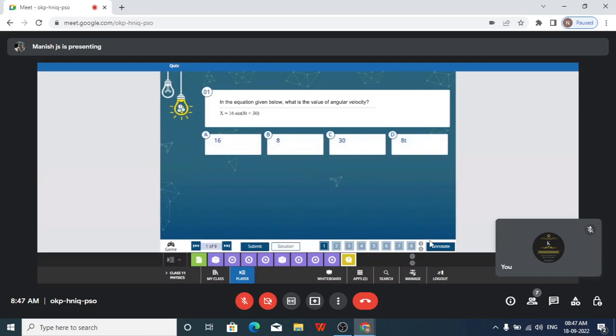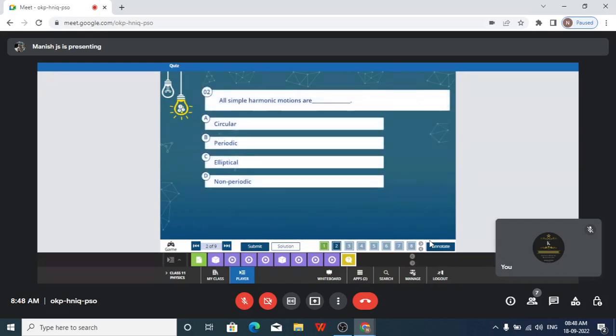In the equation given below, what is the value of angular velocity? Calculate it. This is the displacement as a function of time given. If we represent it in the general equation, how do we represent it? x is equal to A sin(omega t plus phi), that is the general representation where phi is your phase angle. So what is the value of angular velocity here? It is 8, sir. Yes. If you compare, you will get 8. Omega is 8. Good.